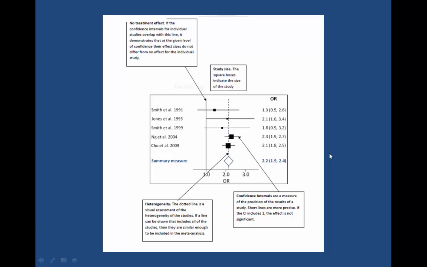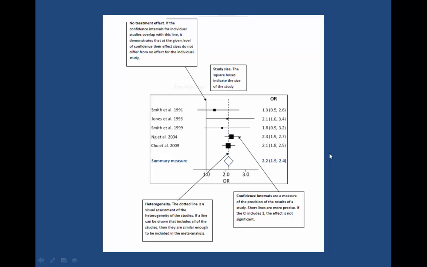And if you look at this 0.5 to 2.6, look down here. Here's 1, 2, and 3. 0.5 to 2.6. Look at this one. 1 to 3.4. 1 over to 3.4. So the confidence intervals here, the ranges match up with the values here.